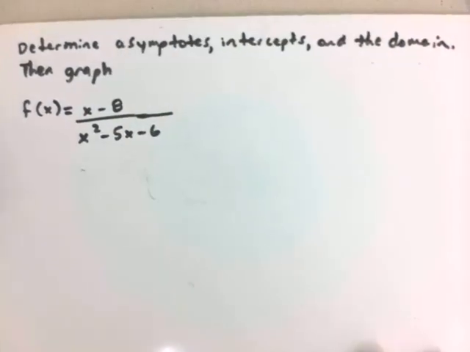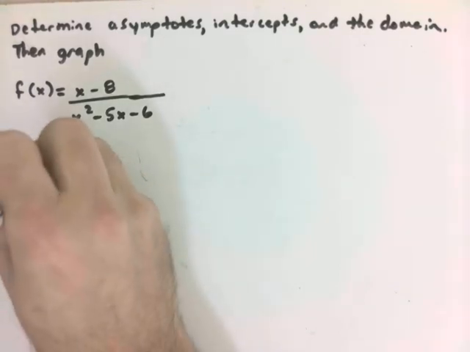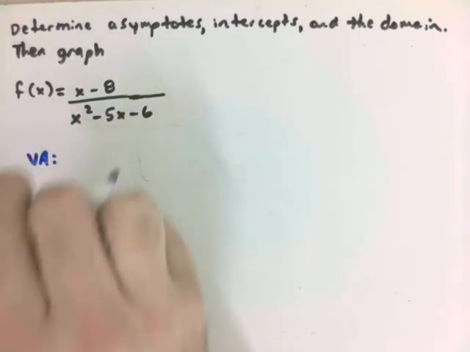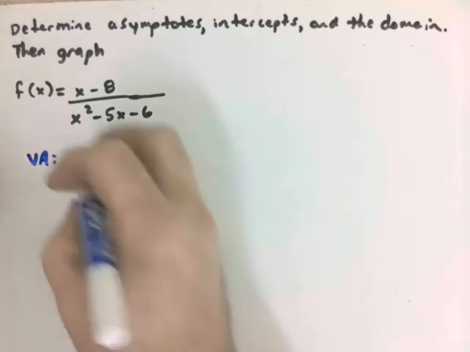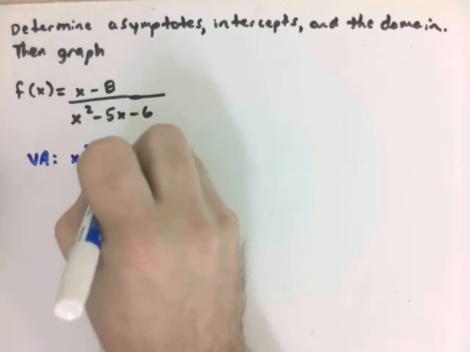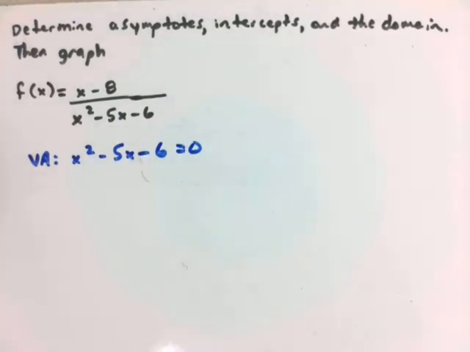So for this rational function, if we're going to find the vertical asymptotes first, for vertical asymptotes, we set the bottom equal to 0 and then solve. So x squared minus 5x minus 6 equals 0 would be our equation. For that, we can either do the quadratic formula or factor. Those would be the two faster methods. You could also do longer synthetic division, but factoring or quadratic formula probably would be easiest.